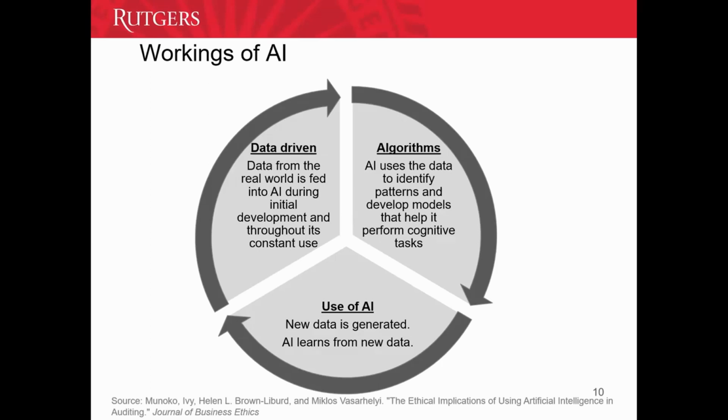So this is just a high-level overview of how AI works. AI is data-driven, and after learning from data, AI develops algorithms or models. And then once algorithms and models are developed, as AI is continuously used within the real world, it continues to learn and it continues to generate or be exposed to new data, and then it continues to evolve. So this is a continuous cycle.